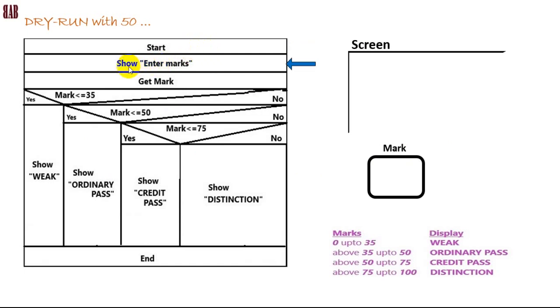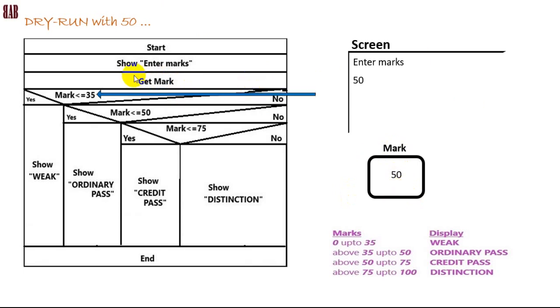And then go to the next line, show enter marks, so it will display this. So the user is going to see this. Then the user is expected to type a number and press enter, right? After displaying this, it will go to the next line and wait for that. So now the user is going to type 50, we are assuming. So he types 50 and presses enter, and it comes into the variable mark, which is this.